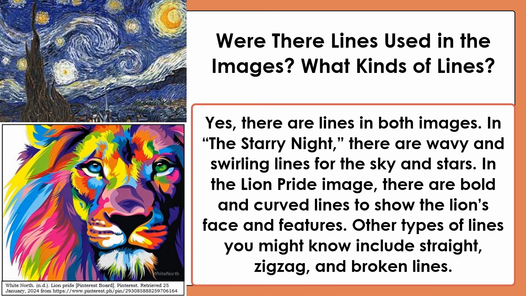The answer: yes, there are lines in both images. In the Starry Night, there are wavy and swirling lines for the sky and stars. In the Lion Pride image, there are bold and curved lines to show the lion's face and features. Other types of lines you might know include straight, zigzag, and broken lines.